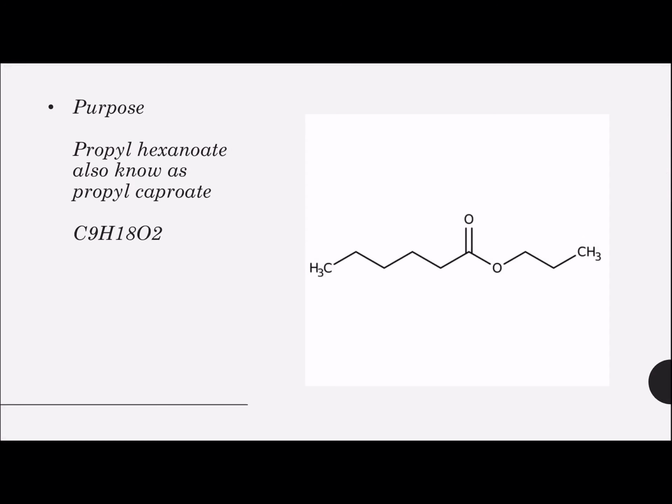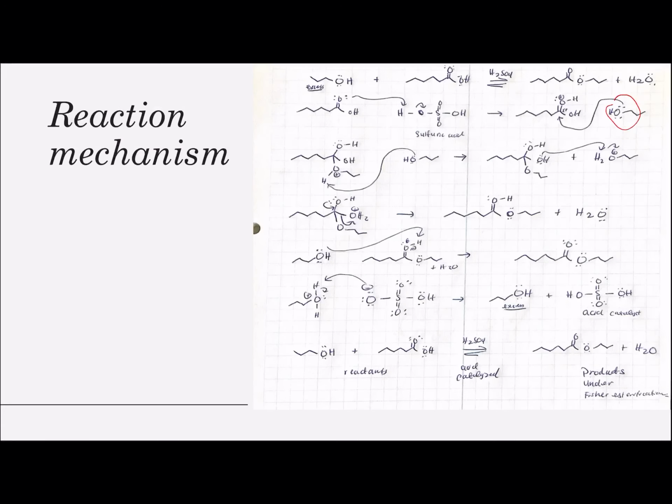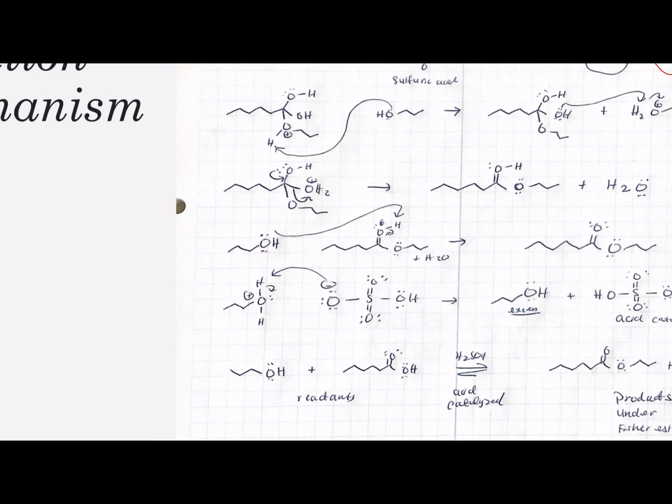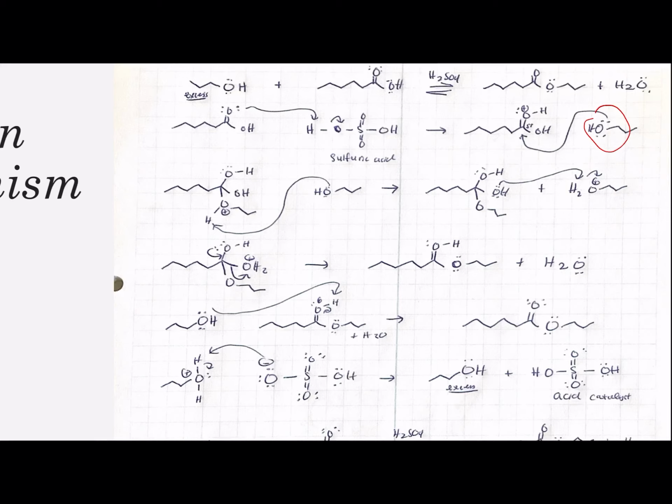So we have our ester being propyl hexanoate, also known as propyl caproate, and we have the molecular formula on the left being C9. We have 9 carbons, 18 hydrogens, and 2 oxygens, and on the right we have the bond line structure. So we're seeing that we have propanol reacting with our acid, hexanoic acid, and we have our sulfuric acid in the reaction that is forming our ester as well as our byproduct of water.